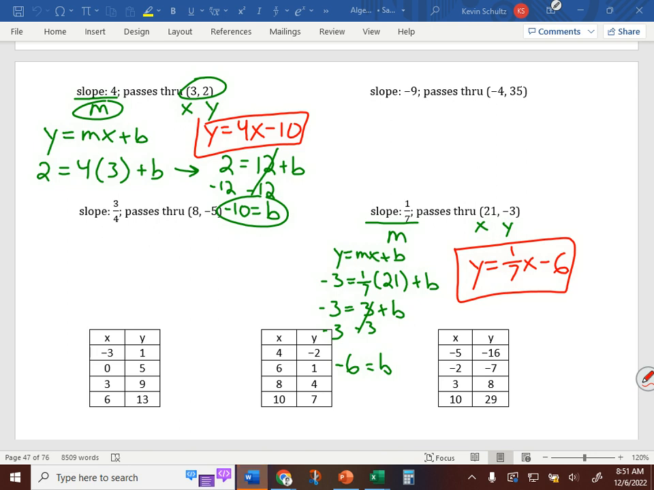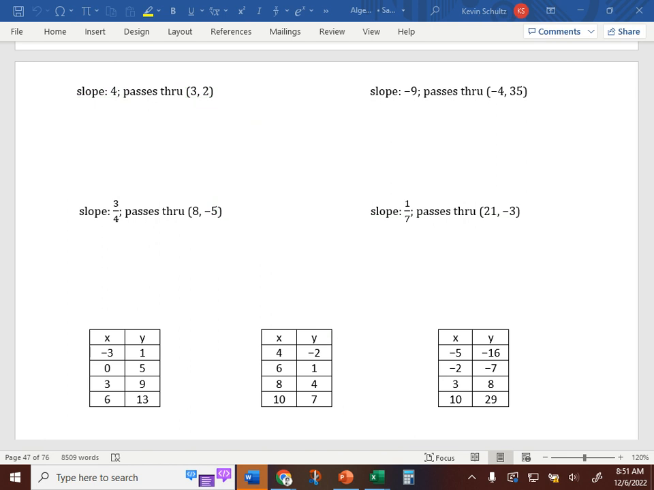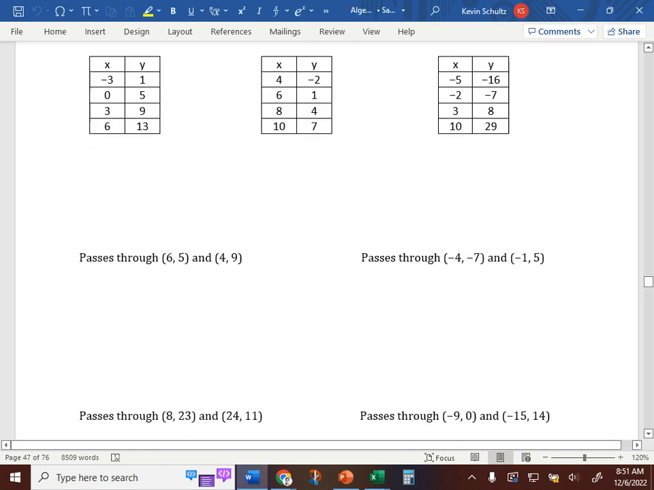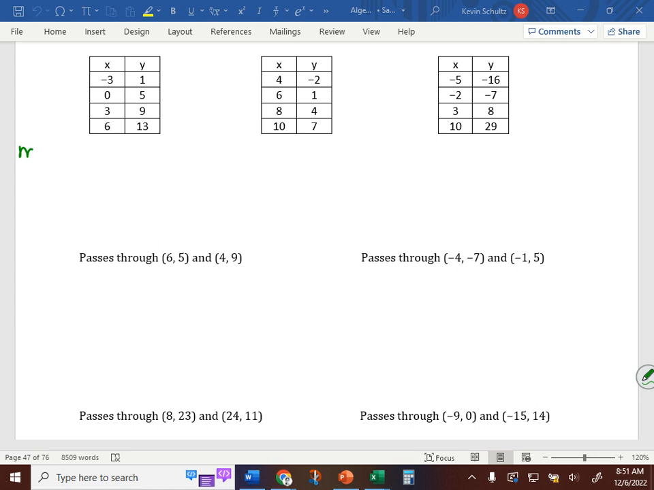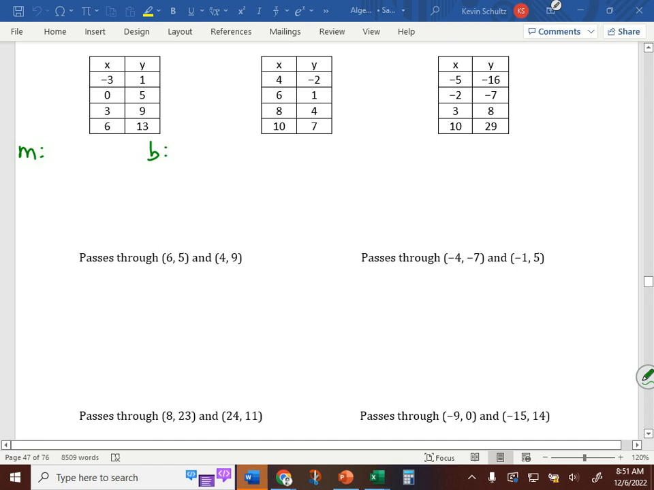How are we doing so far? Manageable? But now what comes next? An XY table. All right. So function table, we know that we need the slope, right? We need to find m, and we need to find b. Those are the two variables that we need here. Have I given you either one?